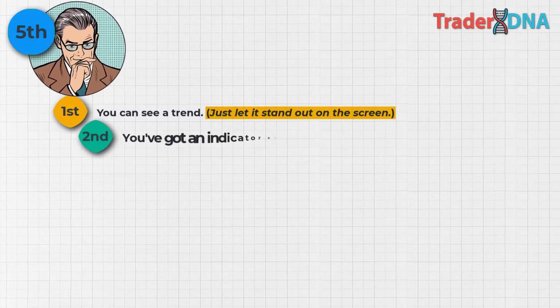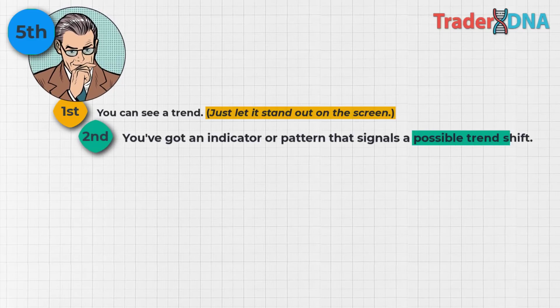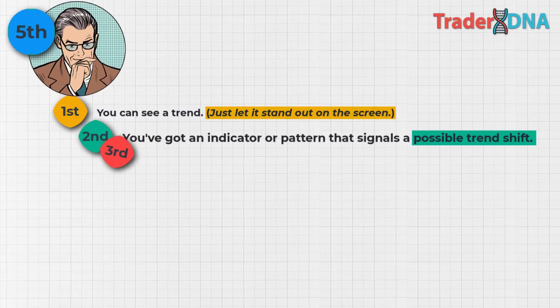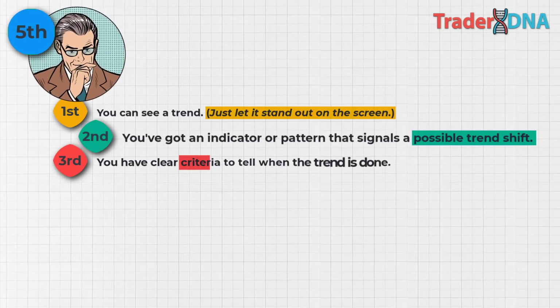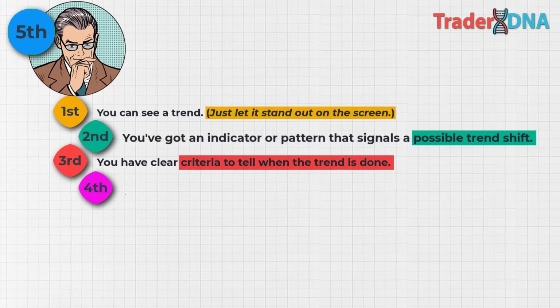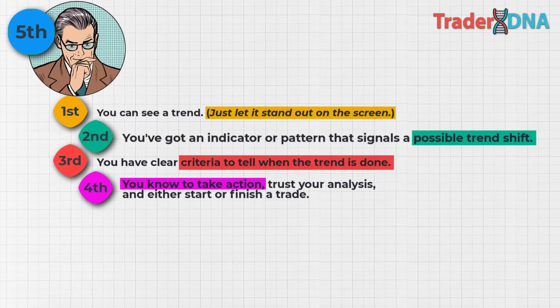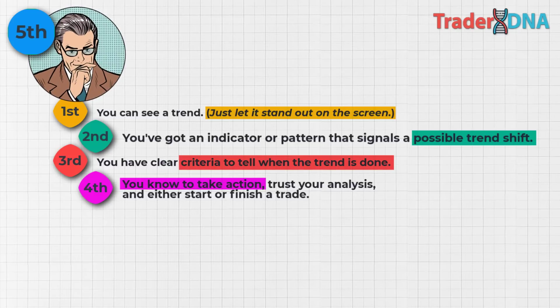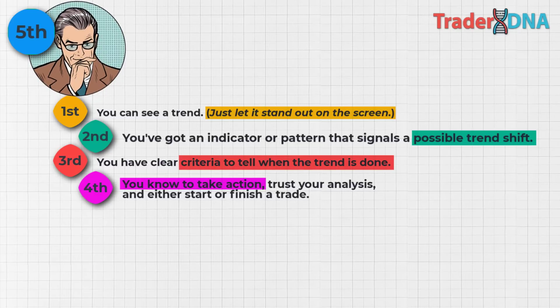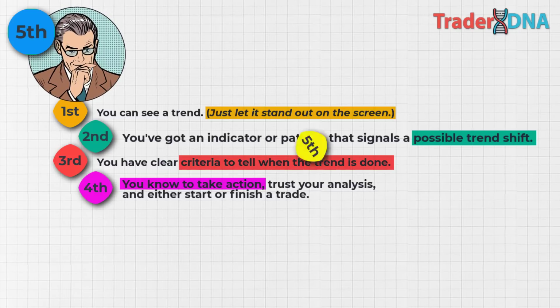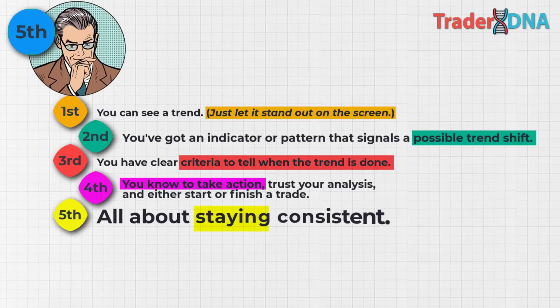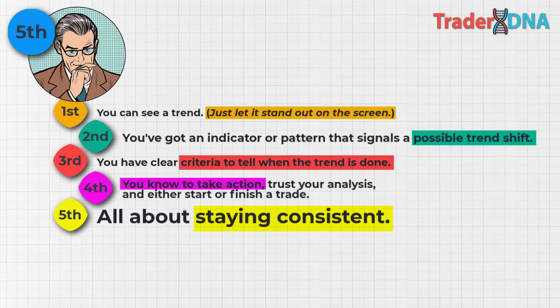Second, you've got an indicator or pattern that signals a possible trend shift. Third, you have clear criteria to tell when the trend is done. Fourth, you know to take action, trust your analysis, and either start or finish a trade. That's pretty much everything you need to know. It's not tough. But here's where you can mess it up. Step 5 is all about staying consistent. The worst mistake is not sticking to your plan.